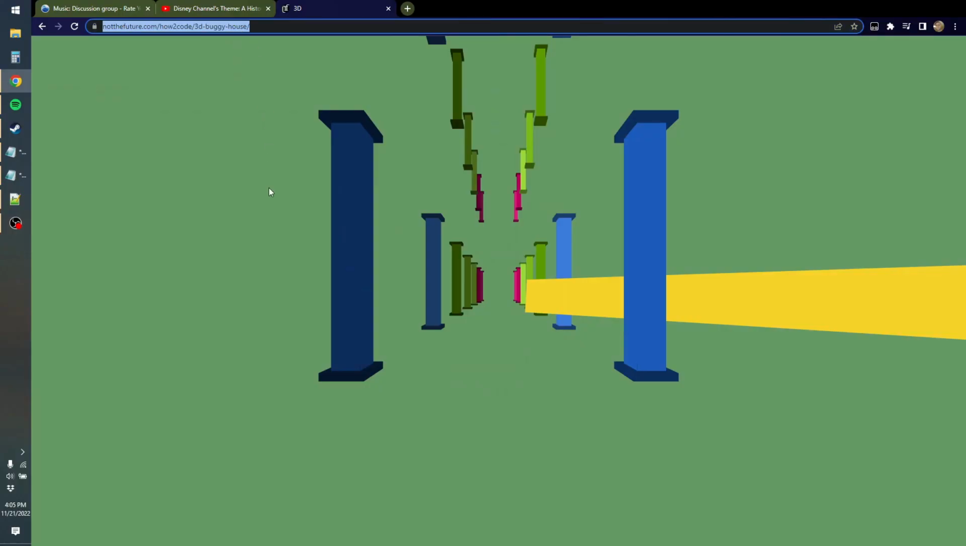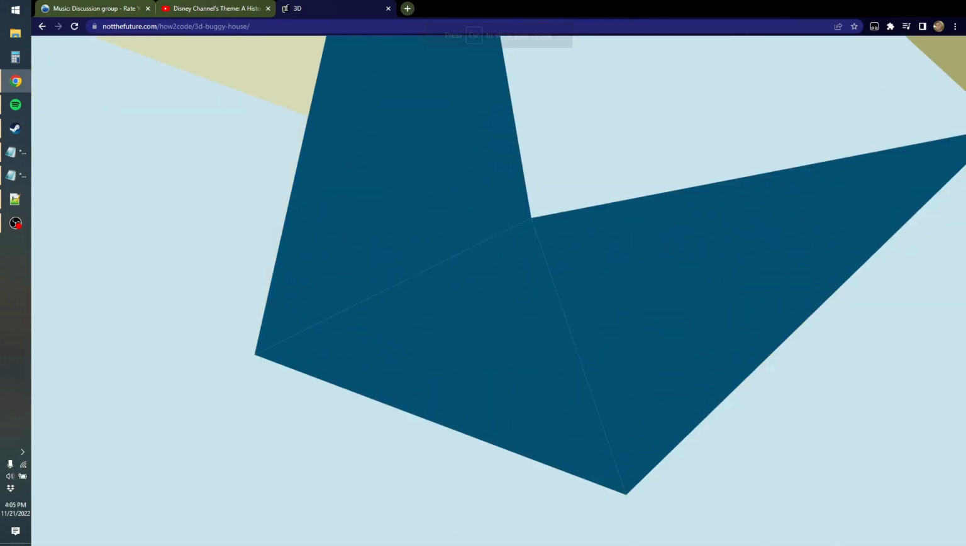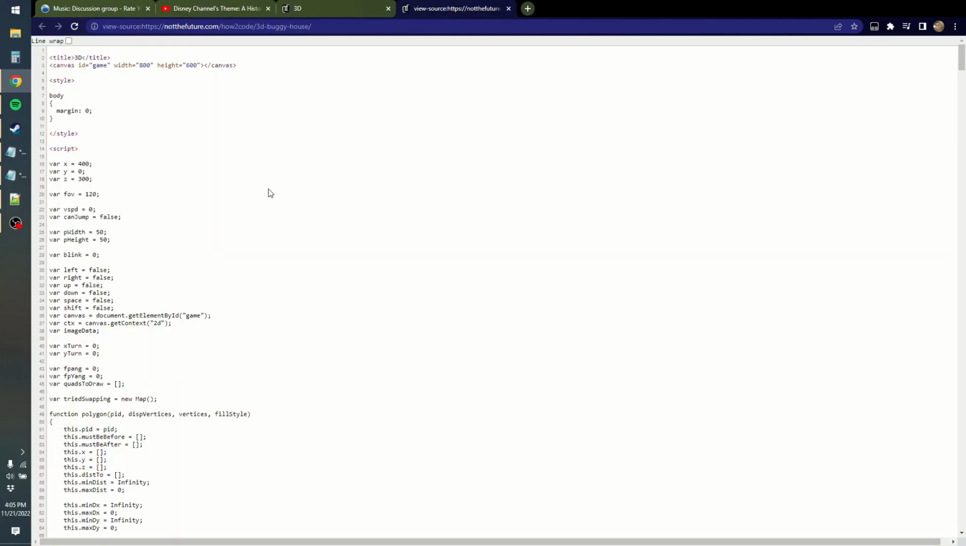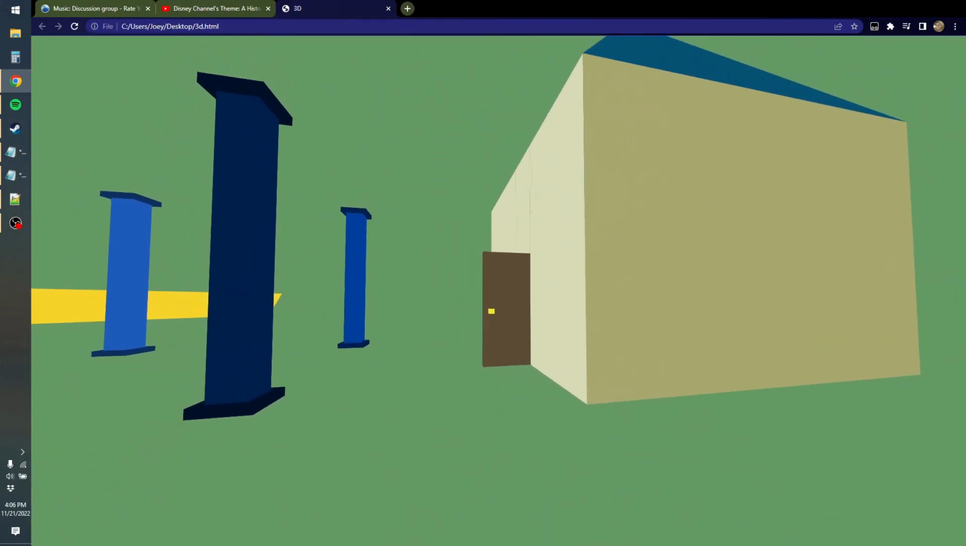Start from 3D buggy house this time. And of course, we got the buggy house. It's so buggy. Control U takes you to the source code. First off, I want to try and, again, disable everything as much as I can.